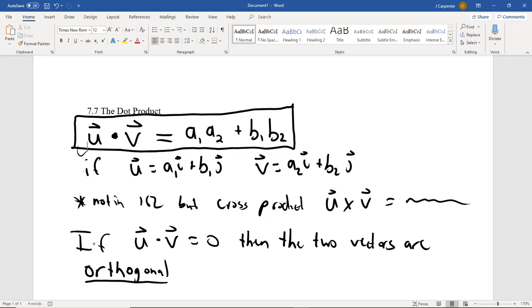Orthogonal. And that means there's a 90 degree angle between them. There's a right angle between them. Two vectors are orthogonal or have a right angle between them if their dot product is zero. Now, what's awesome is this is true even in three dimensions.